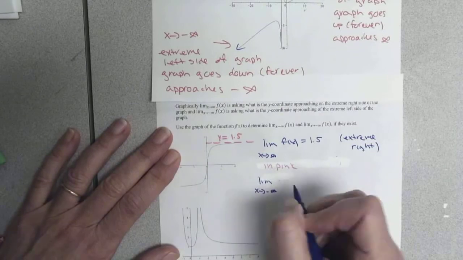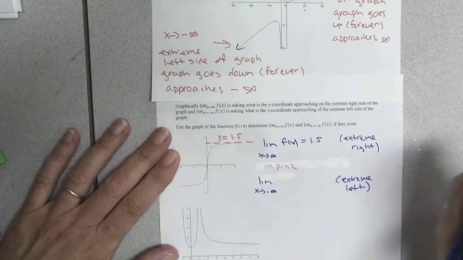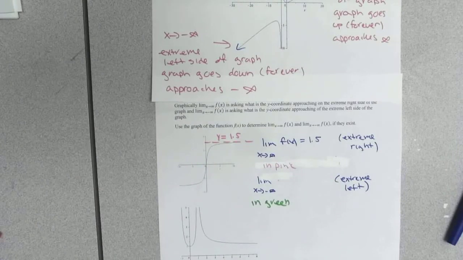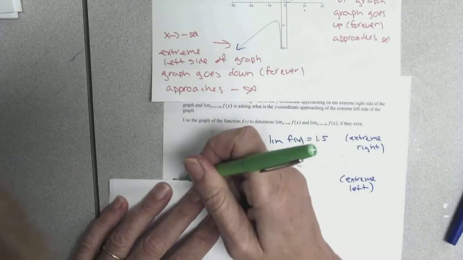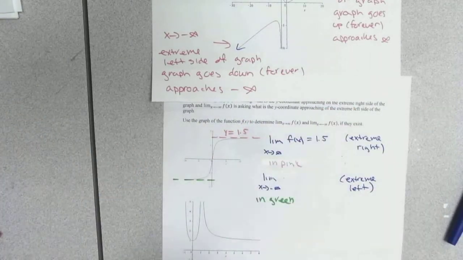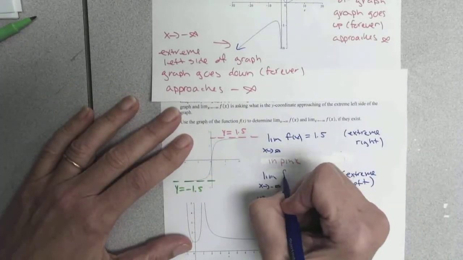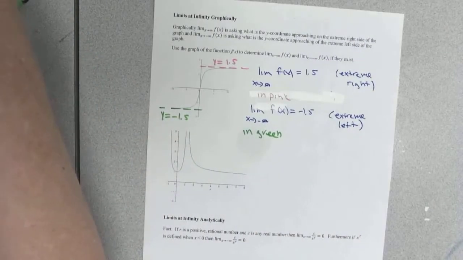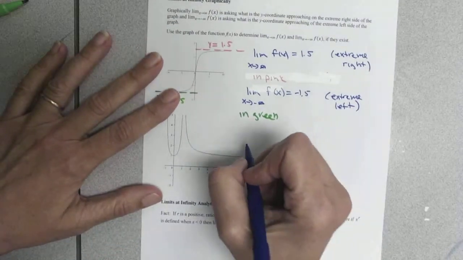Limit as x goes to negative infinity, so that's going to be the extreme left. And we will do that in green. And so that looks like about there. That looks like y equals negative 1.5. And so we would say negative 1.5. Now there is no such thing as a two-sided limit when you're talking about infinity and negative infinity. That guy's done. So let's finish this last one up.